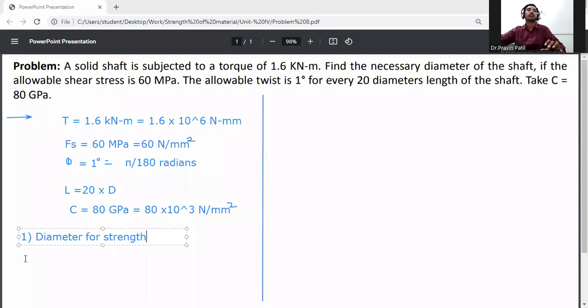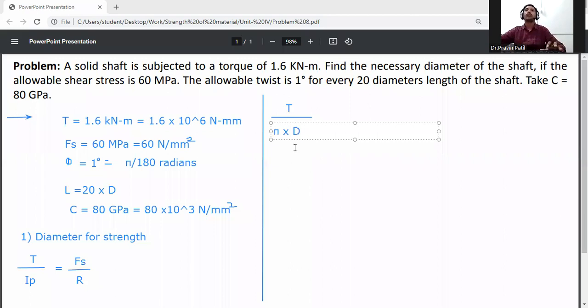Diameter for strength. We know the torsion equation in relation to shear stress: T divided by IP is equal to Fs divided by R. So this one is the torsion equation. For strength, you use this relation. T divided by IP, where the polar moment of inertia for a circular section is pi d raised to 4 divided by, sorry, 32.